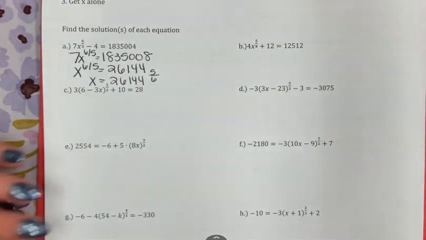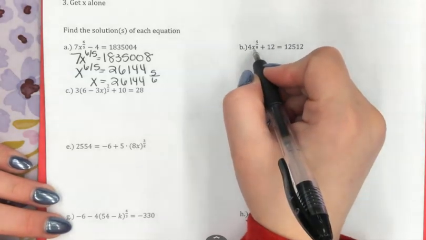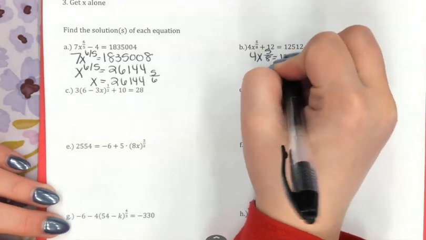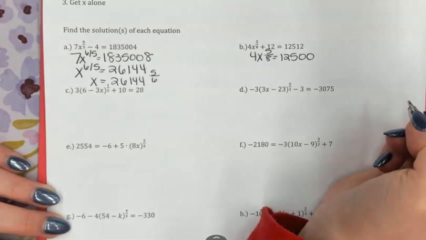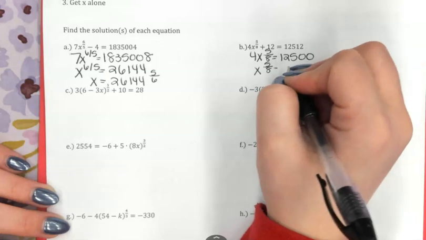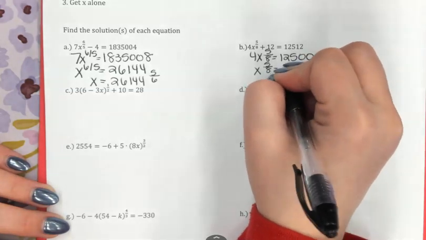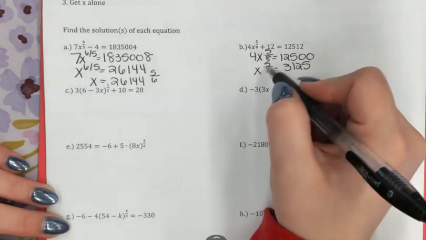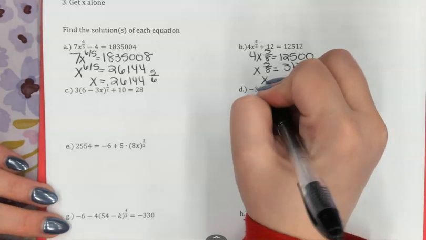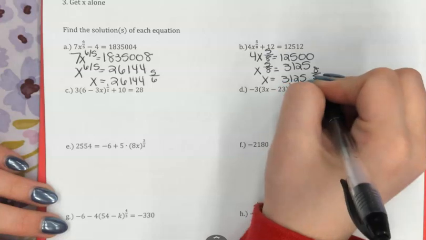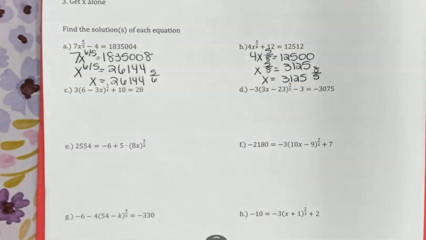Okay, let's look at B. Again, my base here is x, so I'm going to subtract 12 first. So that'll be 12,500. I'm going to divide both sides by 4, and x to the 5/8 is going to be 3,125. My base is by itself, so I'm going to raise both sides to that reciprocal. So that means x is going to be 3,125 to the 8/5 power. Again, just leave it like that because I don't expect you to be able to do that without a calculator.